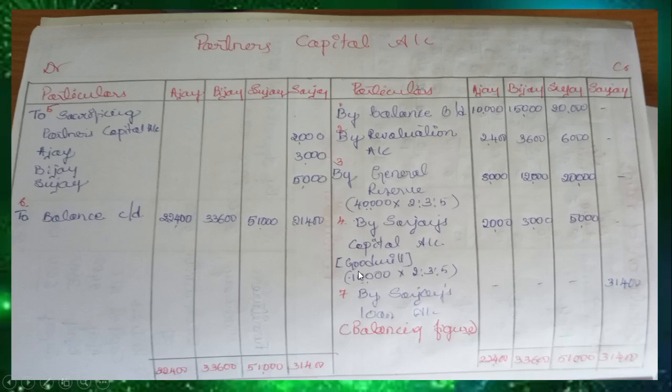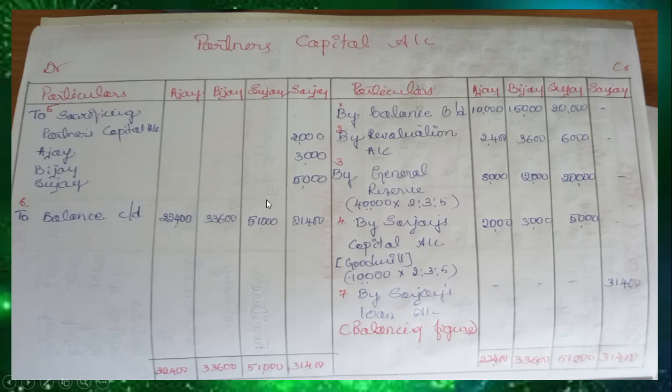here you can see in the case of Ajay, the total is 22,400. There is no balance on the debit side, so the remaining balance is 22,400. And here 33,600. There is no entry on the debit side, so it remains 33,600. Sujay's capital account 51,000. There is no entry on Sujay's capital account debit side, so it remains 51,000. Now, this is considered as adjusted capital.